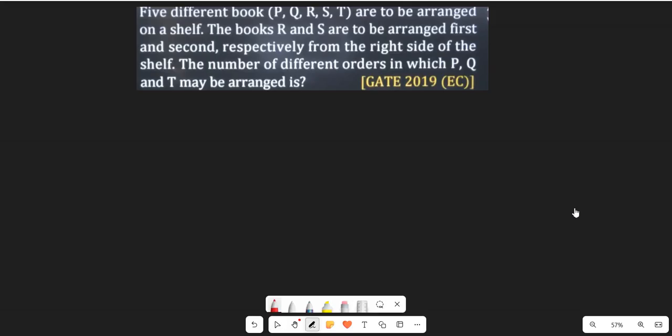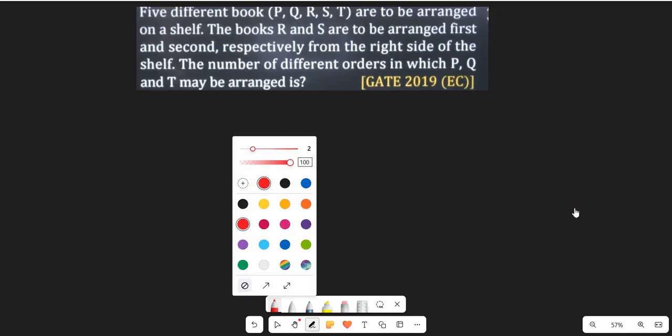Okay, so it is a problem for the GATE exam. It is a previous year question in the GATE exam, 2019.